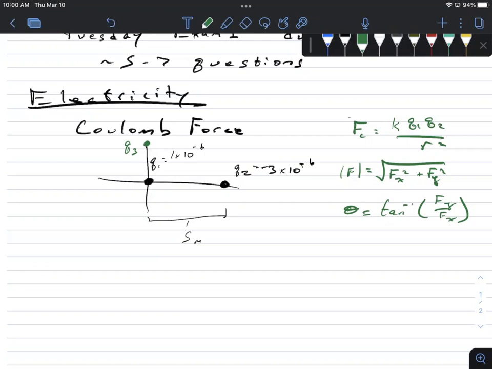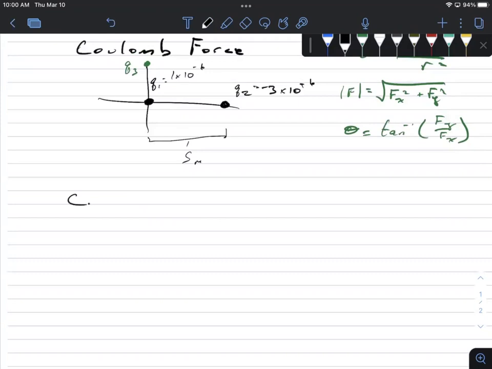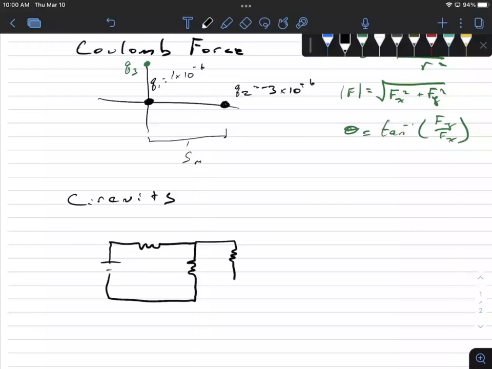Now, the next topic, or the other topic we went over, was circuits. Basic circuit analysis. And here, the basic type of question we would have is, here's a circuit. It has some number of resistors in it: R1, R2, R3, R4, and some voltage source. And I'd like to calculate what's the total current running through this circuit and what's the total power.